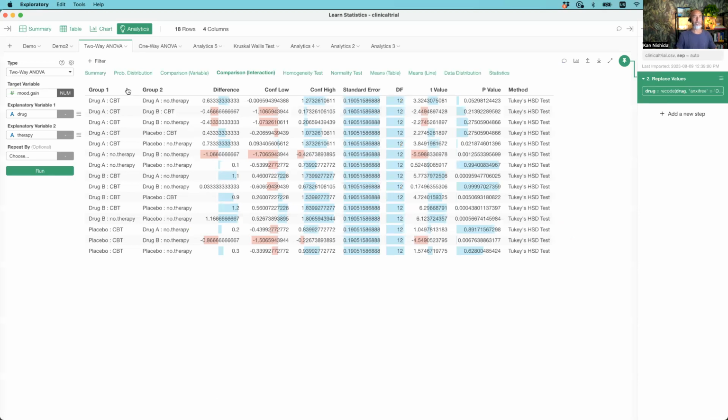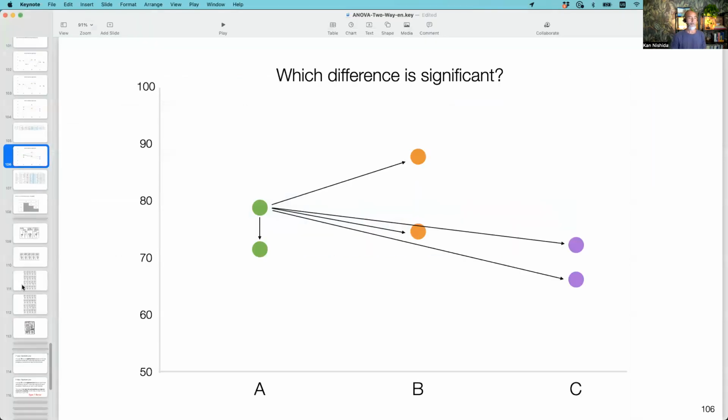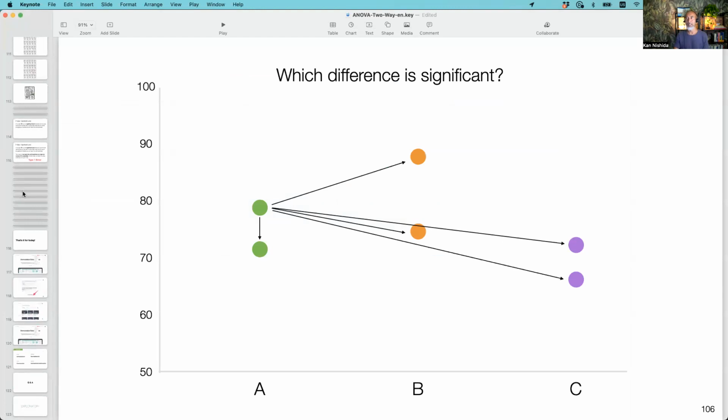So this is where you can see, for example, drug A: the patient taking drug A and taking therapy or not taking therapy. And in the second one, the patient taking drug A and taking the therapy, and the patient taking drug B and taking the therapy. So all sorts of different combinations, and you can see the significance here as well. Okay, so that's basically the post-hoc analysis.